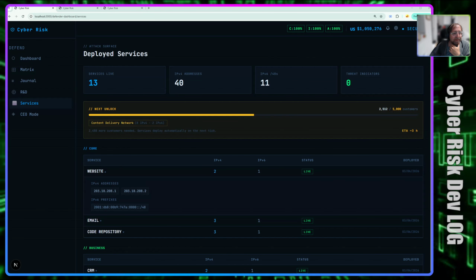All right, next unlock. So what's happening here? Currently I have 2,500 customers. My next unlock is when I reach 5,000 customers, assuming no one attacks me. The next thing that I will unlock is the content delivery network. Because essentially, I need more customers. My business needs customers to make money, but to do that I need to expand my infrastructure, which is good. So the more customers you have, the more money you make, but at the same time you become a wider target, right?